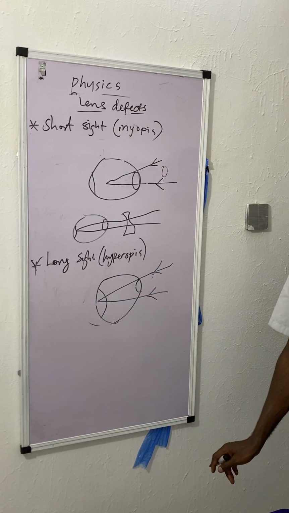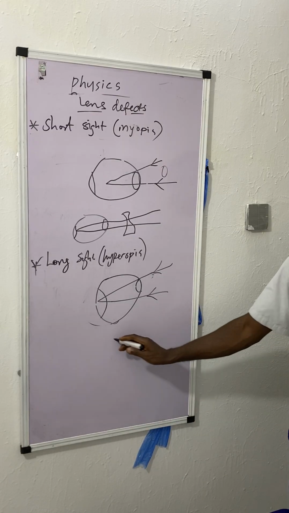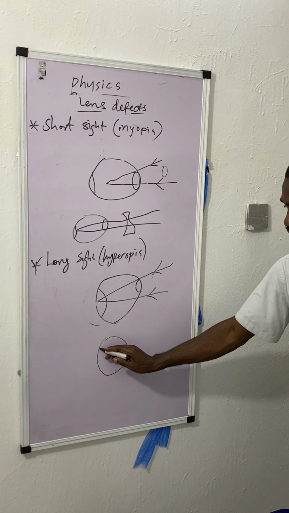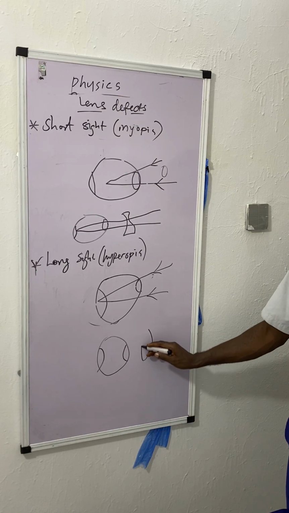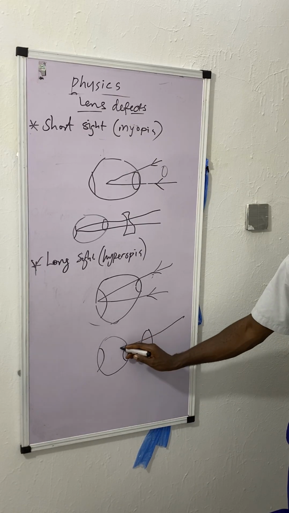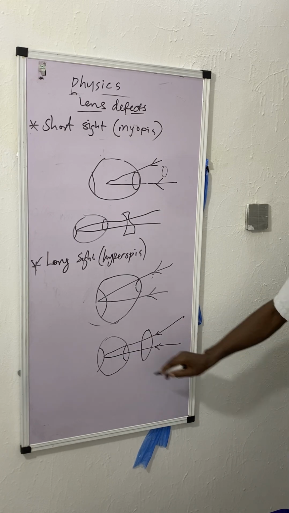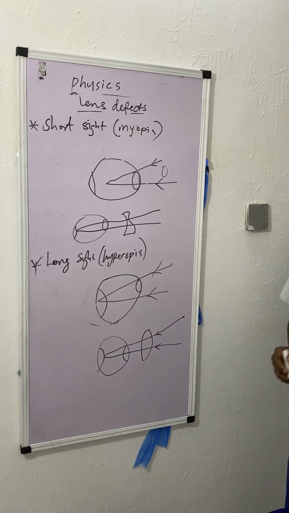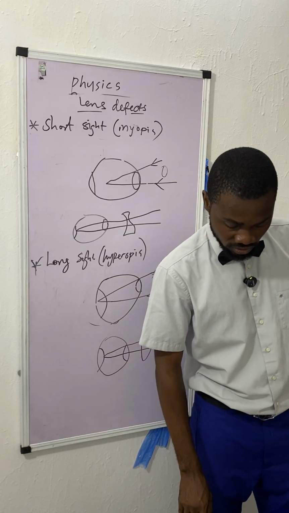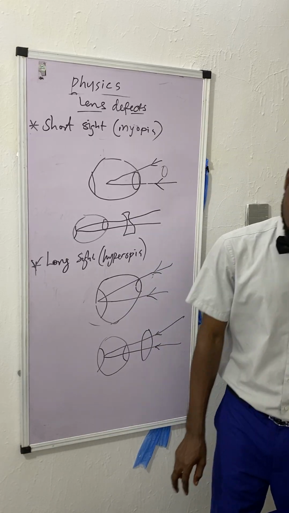So how do we correct this now? We use a convex lens to correct it. So this is the eyeball. When we put a convex lens here, the light ray enters and is focused on the retina. Corrected. We also have astigmatism.